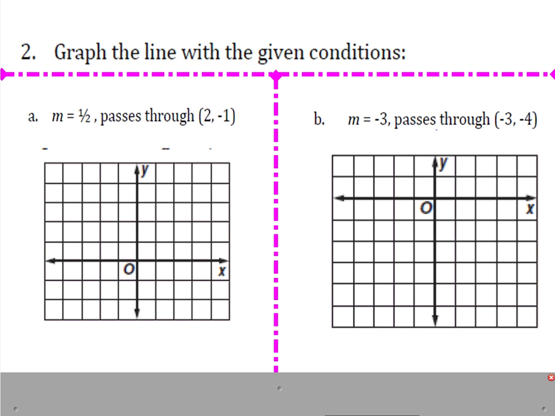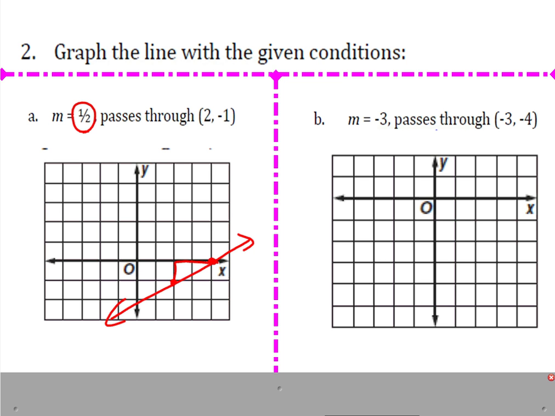Now graph this situation. You've got a slope of 1/2 and it passes through 2, 1. So if I go over 2, down negative 1, I've got a slope of 1/2. That means I'm going to go up 1 over 2. There's my next point. That's all I need. Draw the line.